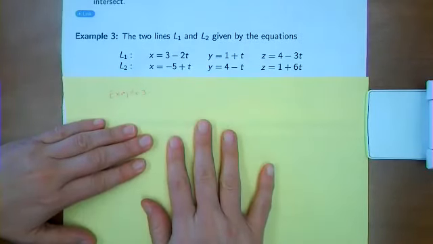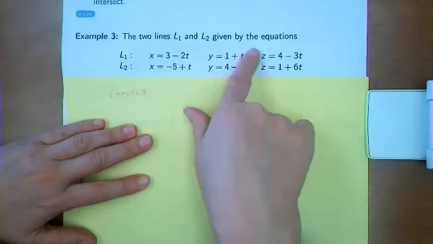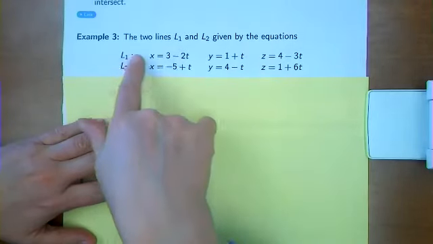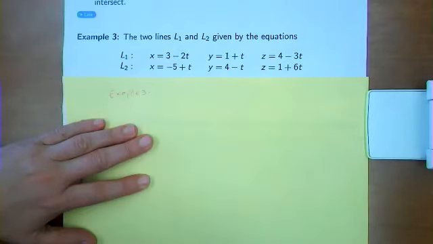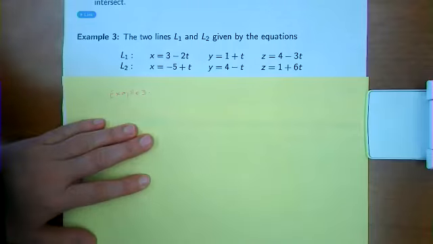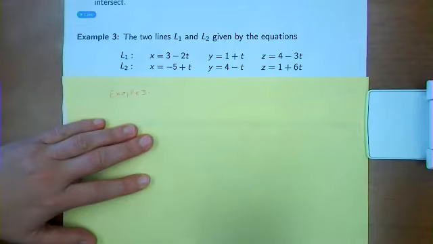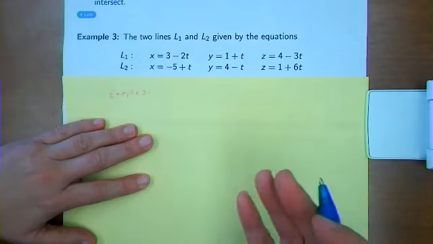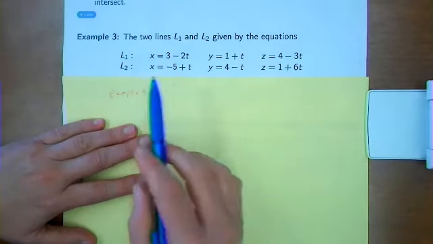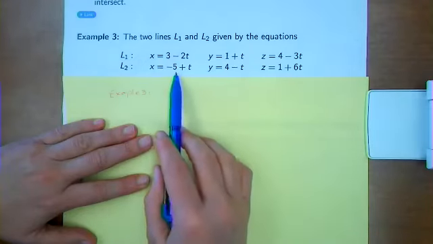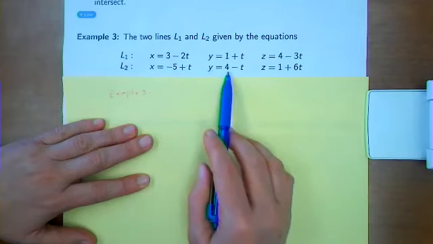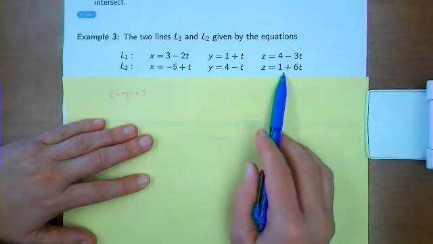Example 3. The two lines L1 and L2 are given by these equations. L1: for the x component, 3 minus 2t; for the y component, 1 plus t; and for the z component, 4 minus 3t. And for L2, x equals -5 plus t, y is 4 minus t, z is 1 plus 6t.